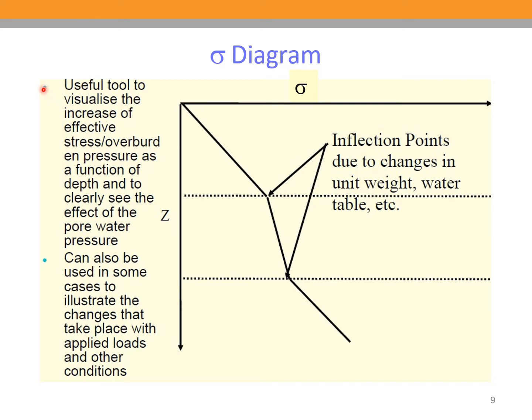Some useful information is given over here. The stress diagram is a useful tool to visualize the increase of effective stress or overburden pressure as a function of depth and to clearly see the effect of the pore water pressure. It can also be used in some cases to illustrate the changes that take place with applied loads and other conditions.